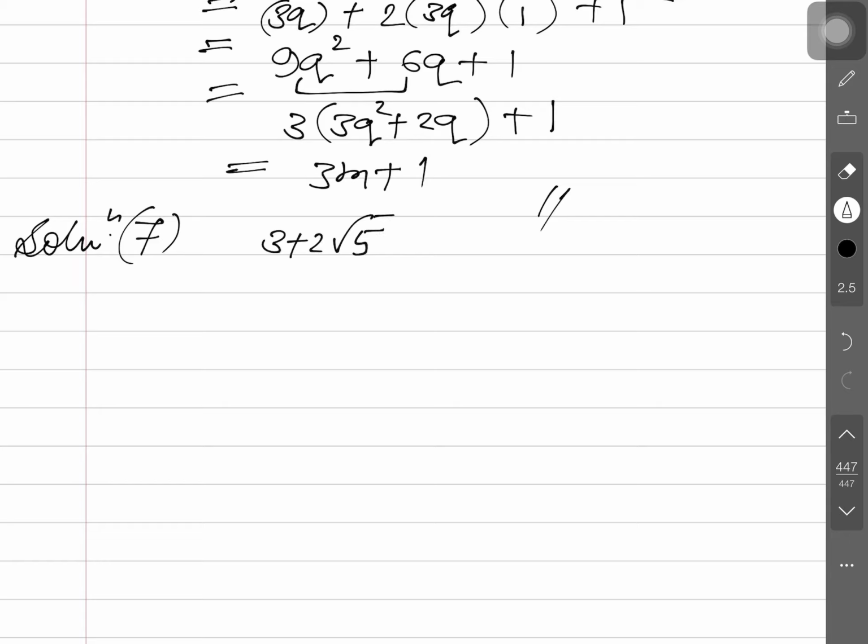So what is that contradiction method? First we will suppose this is not an irrational number. If it is not irrational, then it will be rational, and if it is rational, then it can be written in the form of a by b, or p by q. You will write all these things here.